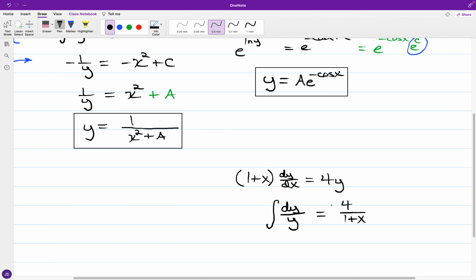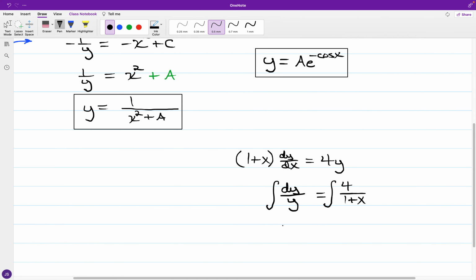and integrating, we've got dy over y once again, and technically it's the natural logarithm of the absolute value of y, but you can write this as the natural logarithm of y. And for 4 over 1 plus x, you have, say, 4 times the natural logarithm of the absolute value of 1 plus x. I'm going to write this as the quantity of 1 plus x.